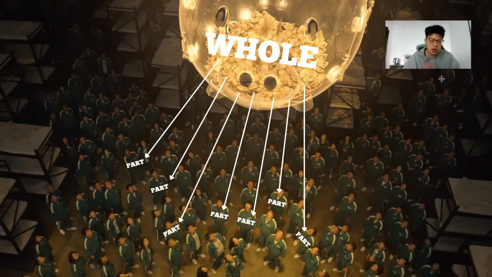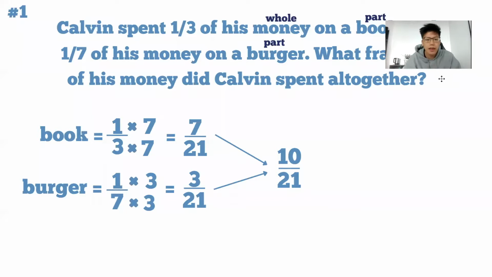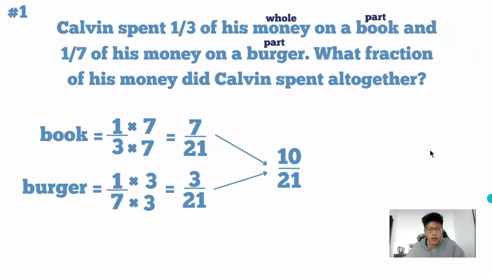So if you're still a little confused, let me just use 2 questions today to really help you to understand and to see how you can apply whatever I've taught you in this video today to solve a question like that. Now let's take a look at example number 1. Over here it says that Calvin spent 1/3 of his money on the book. So the money that is spent on the book is the part. The money, the full sum, is the whole. He did not spend all of his money on the book. He only spent 1/3 of his money.